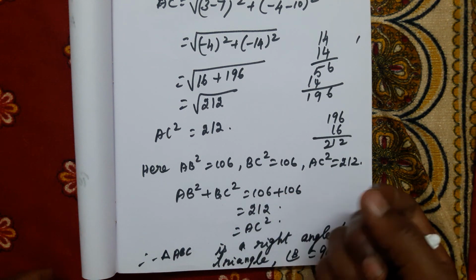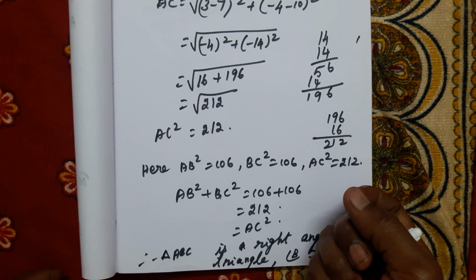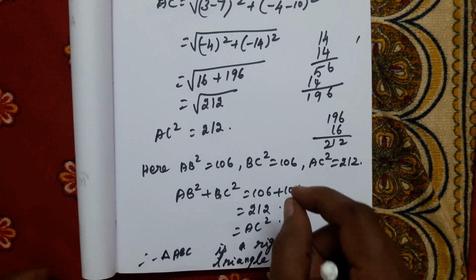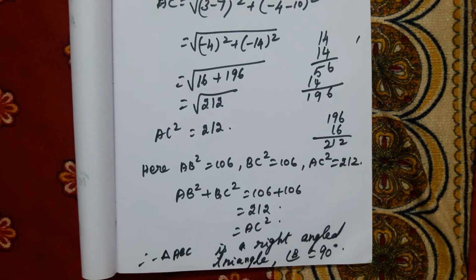Next, right angle triangle, what is the condition? The sum of the squares of any two sides is equal to the square of the third side. Then that is a right angle triangle. Okay, learn all the formulas, everything.